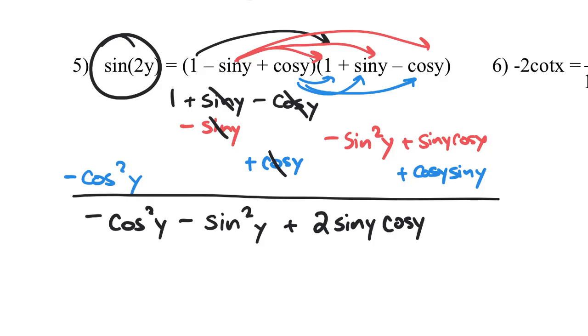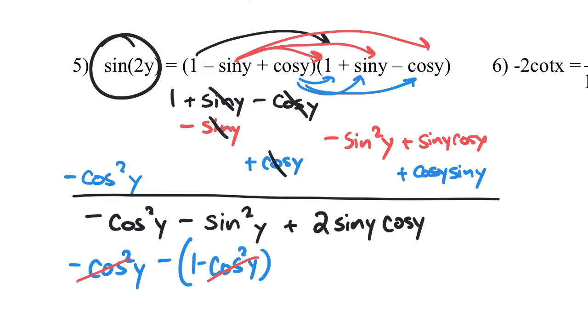So now I need to deal with the cosine y and sine y. Well, I know that sine squared is the same as 1 minus cosine squared, right, with a Pythagorean. All right, if I were to take negative cosine squared y minus that, now I have a negative cosine and a positive cosine.